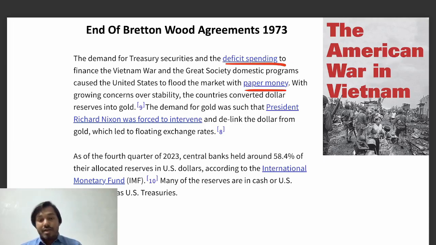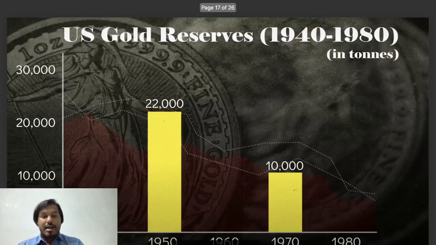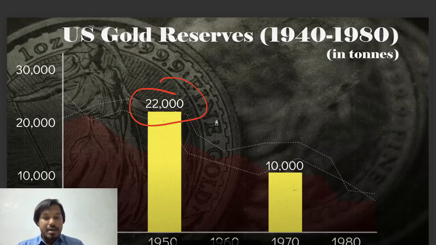Okay, so at that point in time, in 1973, the president of the United States was Richard Nixon, and he did something unexpected. Here you can see that President Richard Nixon was forced to intervene and delink the dollar from the gold. The gold reserve of America in 1950 used to be 22,000 tons. Because America was in a war and started to print money, the countries around the world started to demand gold instead of dollars. So it went down to 10,000.